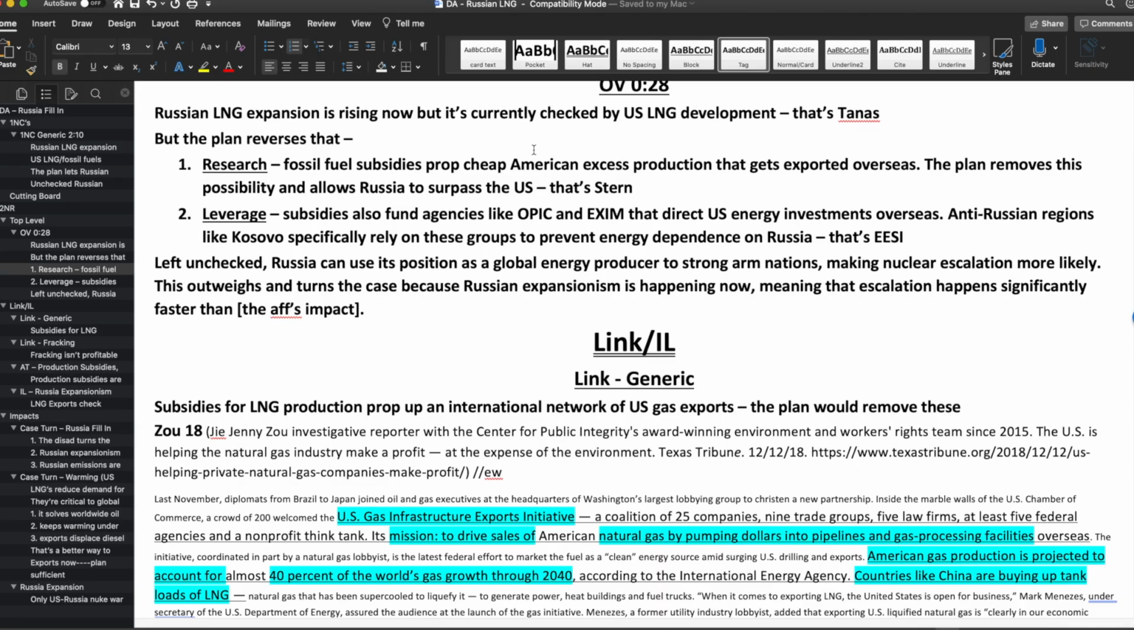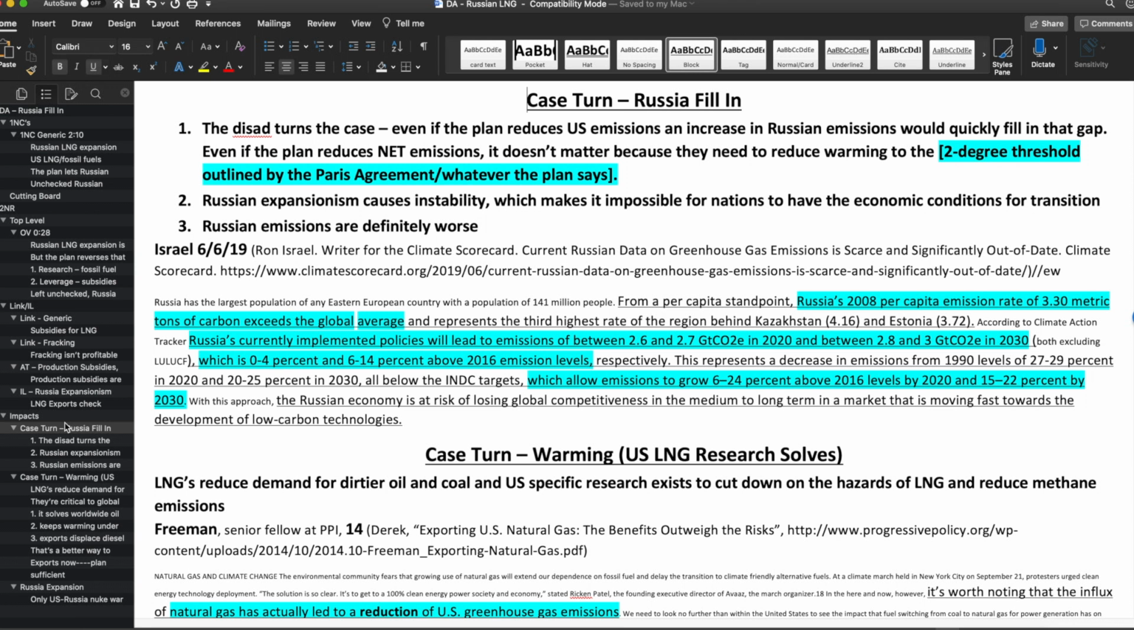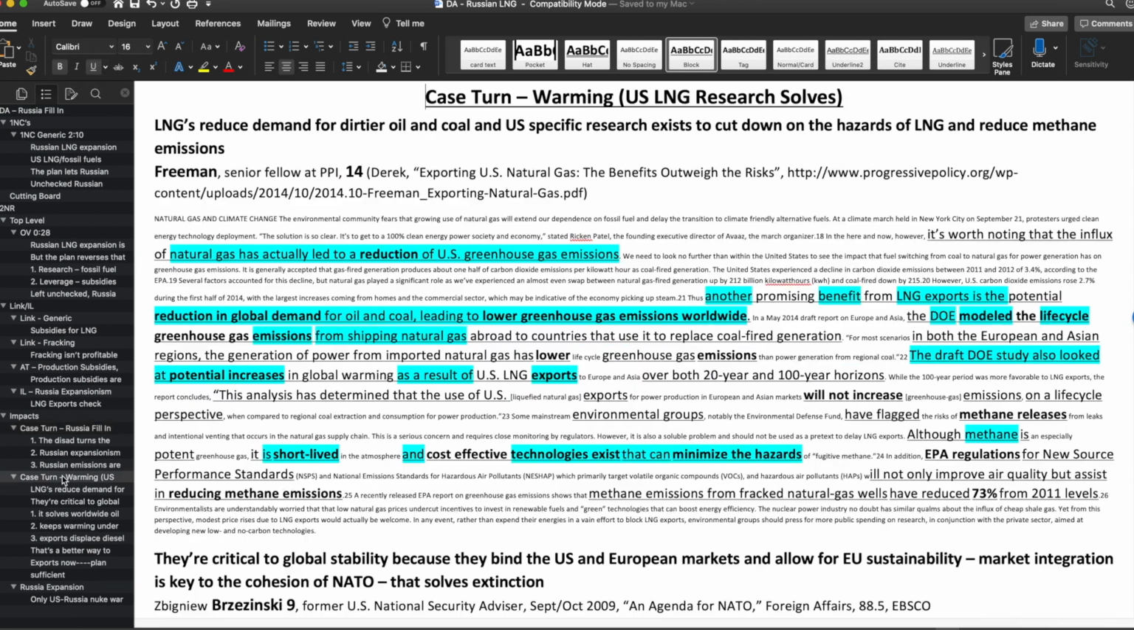Now that you know the basics from both sides, make sure to write extensions from your arguments and block out common answers. Make sure to write an overview that is a brief summary of your disads. We will be making a video later about how to write overviews. If you want to practice looking over and understanding a disad, check out the annotated Russia disad in the description.